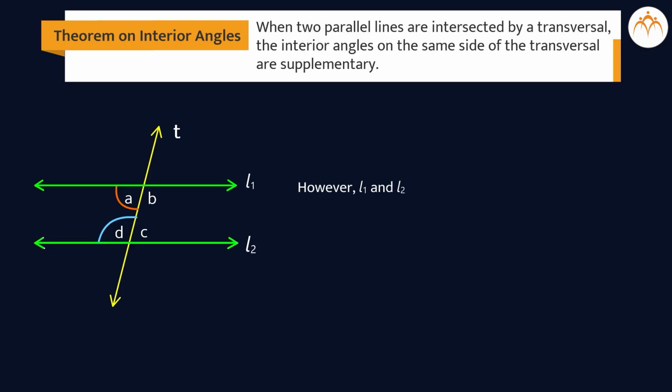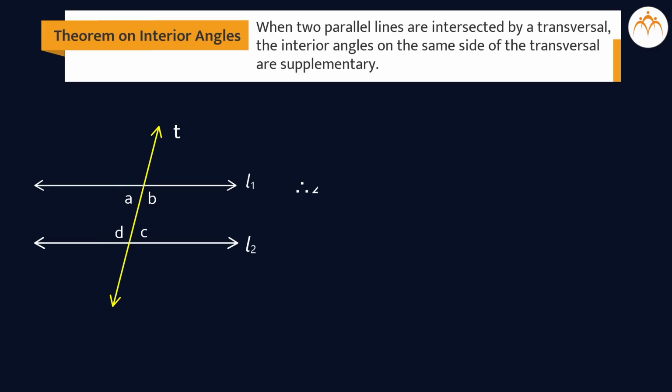However, L1 and L2 are parallel lines, so they can never intersect each other. Thus, the sum angle A plus angle D is less than 180 degrees is impossible. This is statement 1. Now, let's assume that the second possibility, that is the sum angle A plus angle D is greater than 180 degrees, is true.